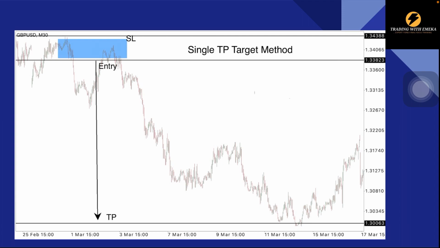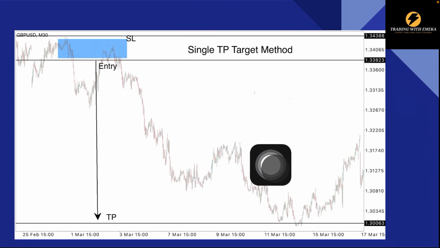This is the first one, the single take profit method. Here is your entry point, this is your stop loss, and you are expecting price to hit this point. You don't take profit and you don't move your stop loss until price hits the final target. In this case, price was able to hit your final TP target, but this is not always the case. Sometimes price might move and then reverse and come back to hit your stop loss.